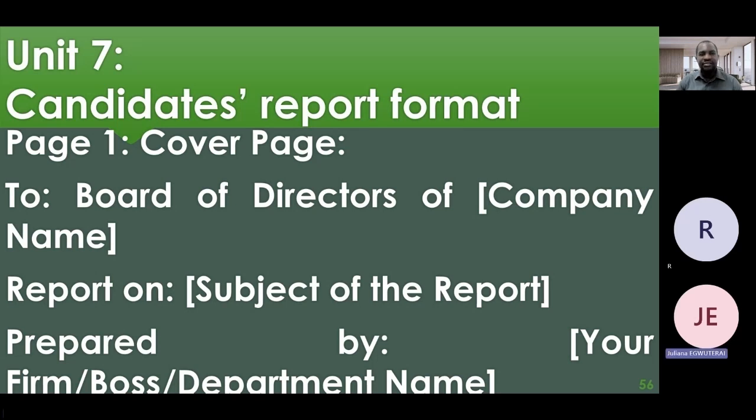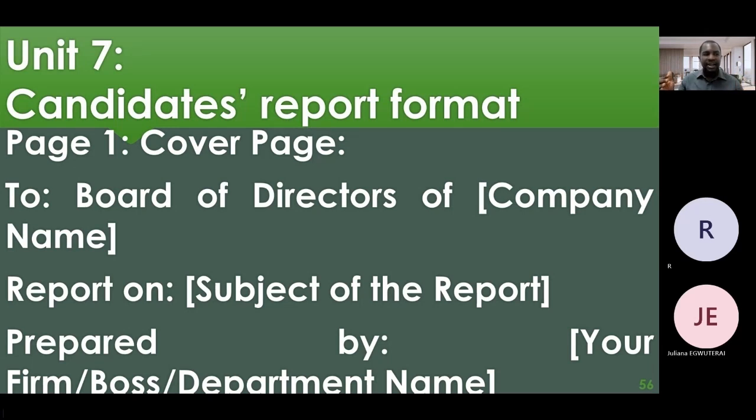Okay, so let's look at the candidate's report format. So number one, the first page is your cover page. Who is it addressed to? So your cover page, depending on the internal or external report, you need to write the letter-headed or the memo format. So if it's a letter-headed, which is an external report, you put the letter-headed of the audit firm or the company, the consultants, whichever way it comes, put it there.